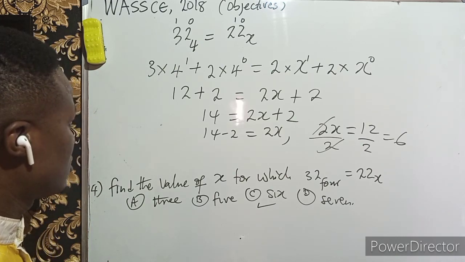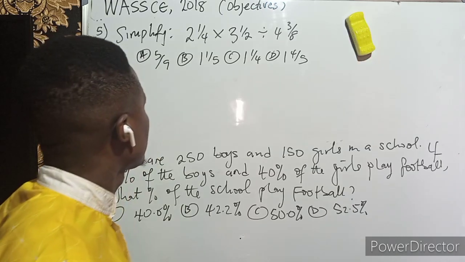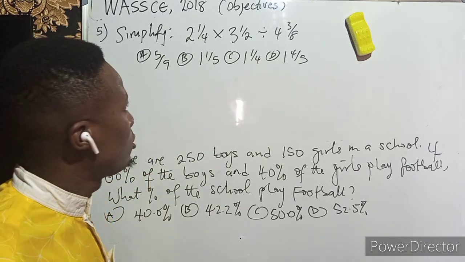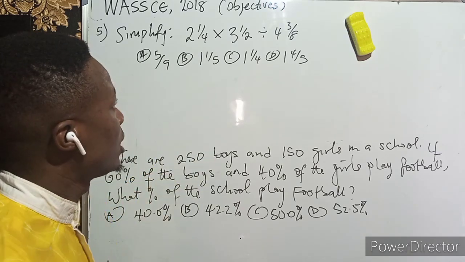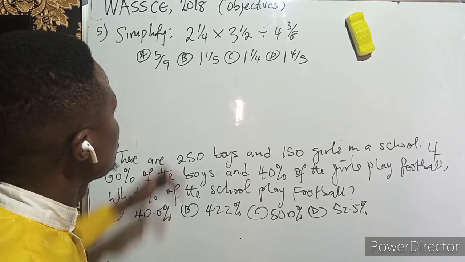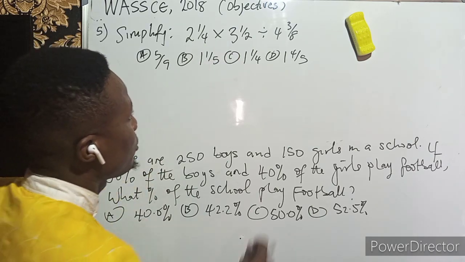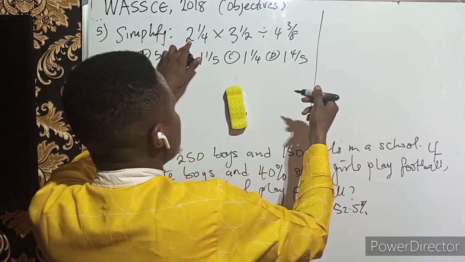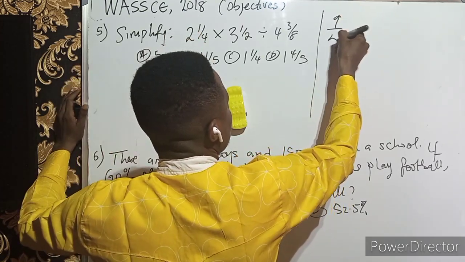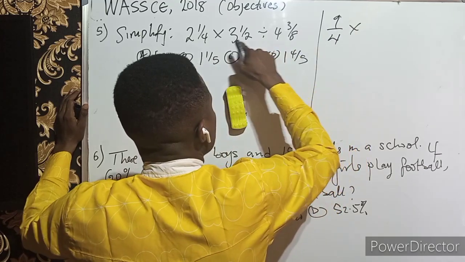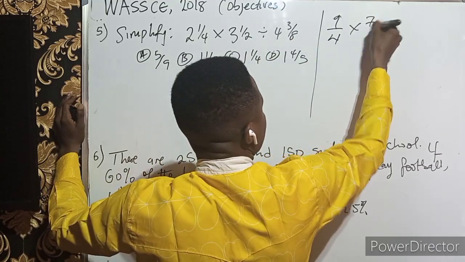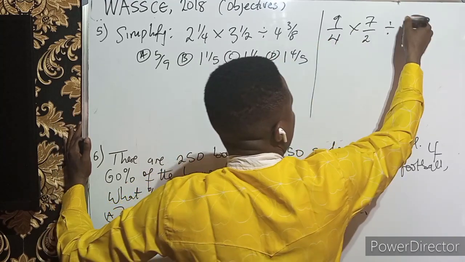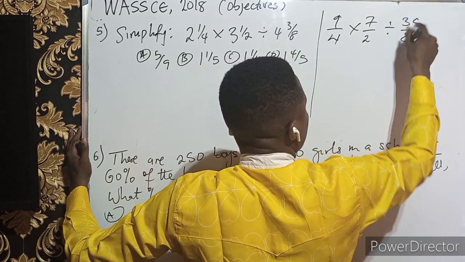So let's take the fifth question. In the fifth question, we have 2 whole number 1 over 4 times 3 whole number 1 over 2 divided by 4 whole number 3 over 8. To multiply, let's change everything to improper fractions. When we do that, we have 4 times 2 is 8 plus 1, 9 over 4, times 2 times 3 is 6 plus 1, 7 over 2, divided by 8 times 4 is 32 plus 3, 35 all over 8.